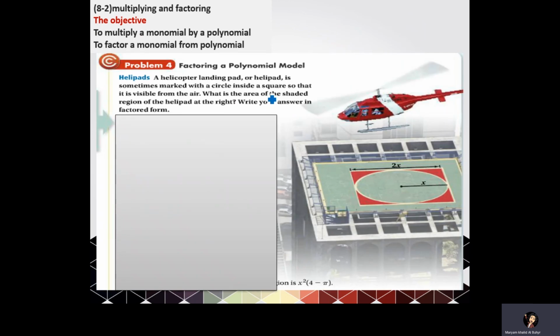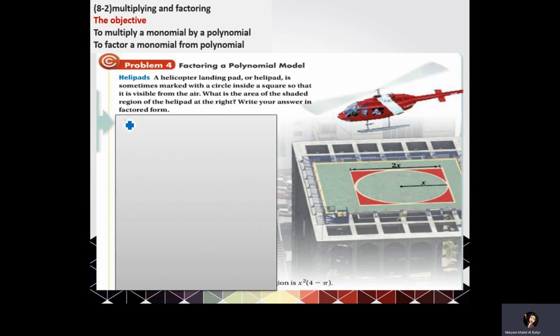Let's see this one. Here we have a word problem. The idea is really simple and easy. If we have a helicopter landing pad, or helipad, it is sometimes marked with a circle inside a square. So that's what we have here. We need to find the shaded part. How can we find it? Definitely we will find the area of the circle, then subtract it from the area of the square.